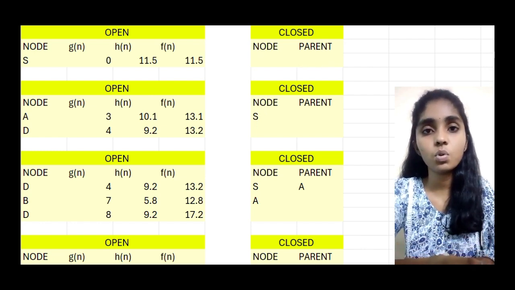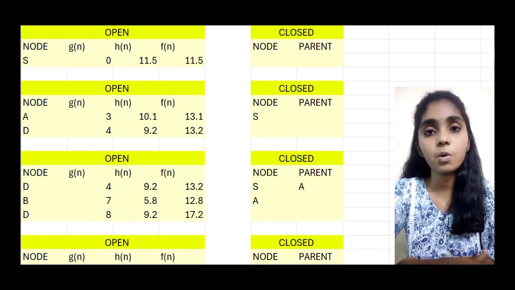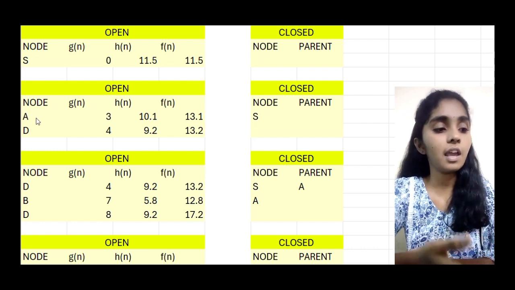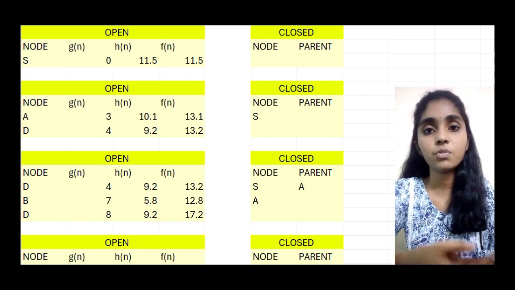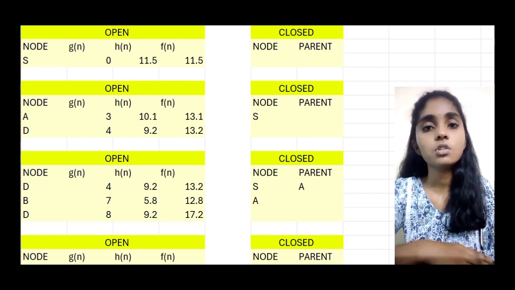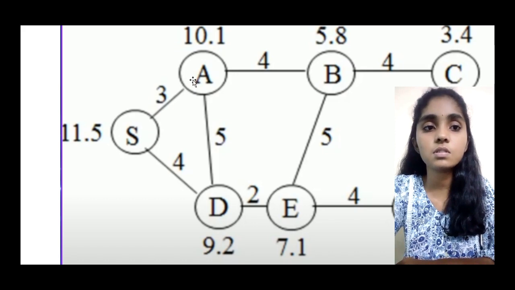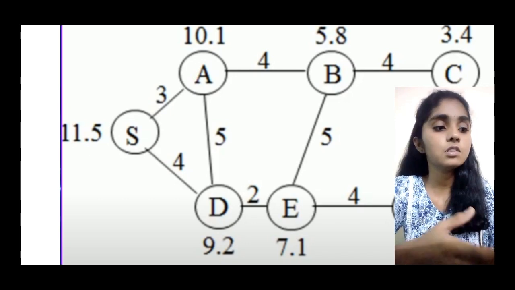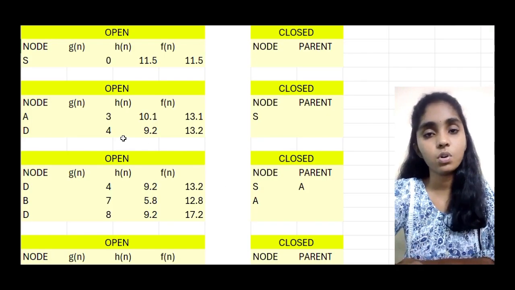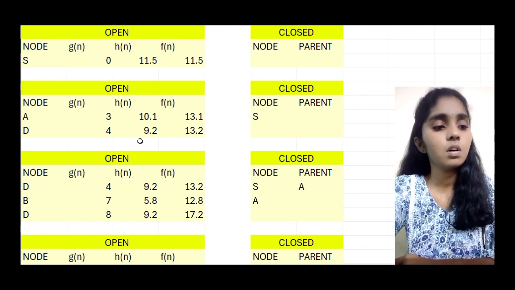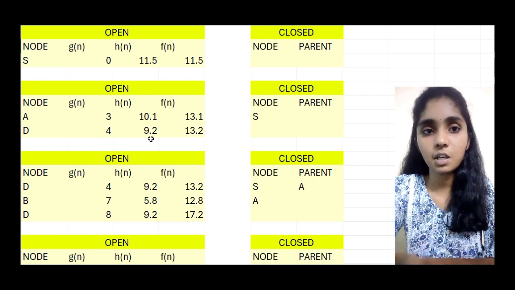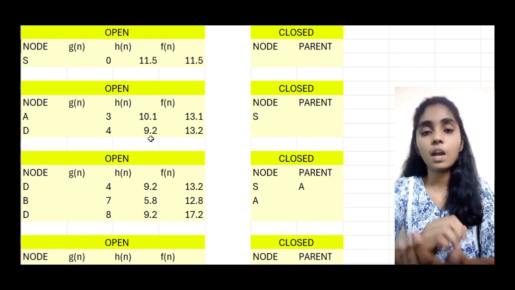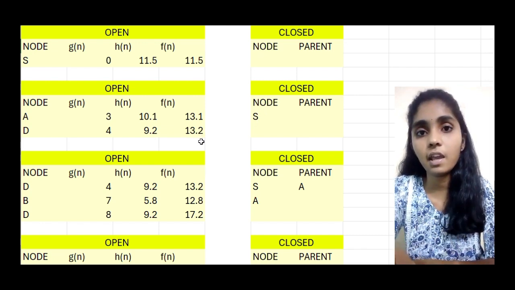Since we have only one node, we don't have to check whether the f(n) value is minimum or not. In the next step, we generate the successors of S, which are A and D, and we calculate the g(n), f(n), and h(n) of A and D. The value between S and A is 3, and the value between S and D is 4. So the g(n) values of A and D are 3 and 4 respectively. The h(n) value of A is 10.1 and the h(n) value of D is 9.2. Now we calculate the f(n) value of both A and D.